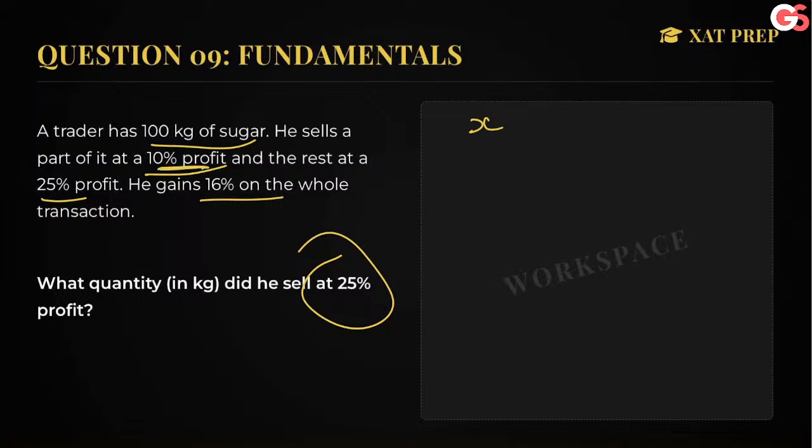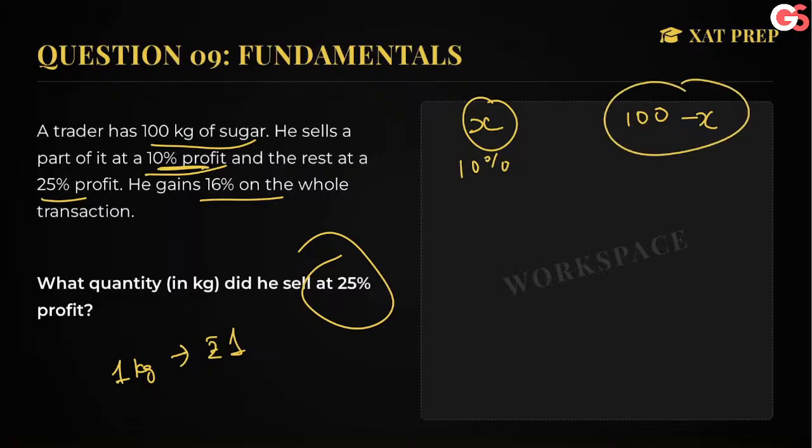तो मैं मान लेता हूँ कि 1 किलोग्राम जो शुगर था वो 1 रुपए का था. इसका मतलब ये हुआ कि पूरा सामान 100 रुपीज का हो गया. तो X kilogram at 1 rupee each, and the other part is 100 minus X kilogram. This part he's selling at 10% profit, this he is selling at 25% profit. He gains 16% overall. We can use allegation also in this way.